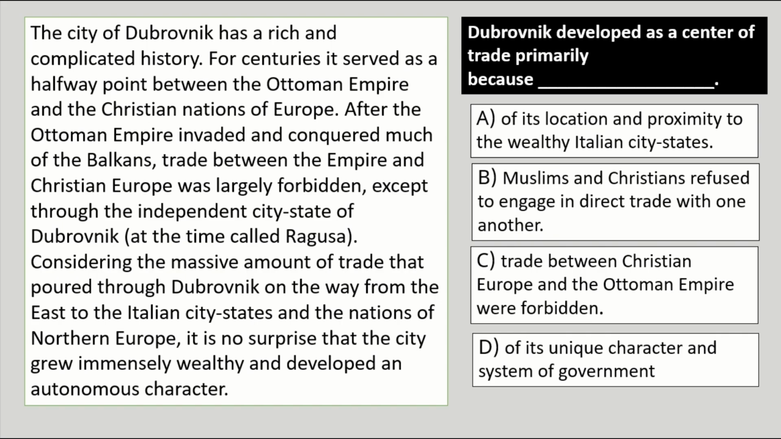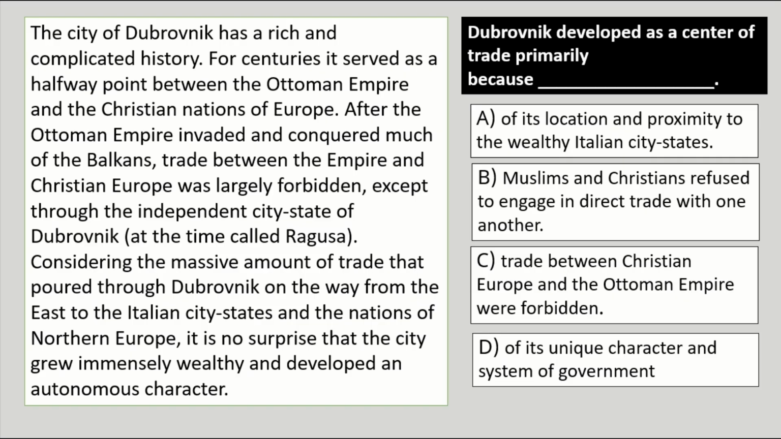So let's look at an example. So the passage reads, the city of Dubrovnik has a rich and complicated history. For centuries, it served as a halfway point between the Ottoman Empire and the Christian nations of Europe. After the Ottoman Empire invaded and conquered much of the Balkans, trade between the empire and Christian Europe was largely forbidden, except through the independent city-state of Dubrovnik, at the time called Ragusa. Considering the massive amount of trade that poured through Dubrovnik on the way from the east to the Italian city-states and the nations of Northern Europe, it is no surprise that the city grew immensely wealthy and developed an autonomous character.